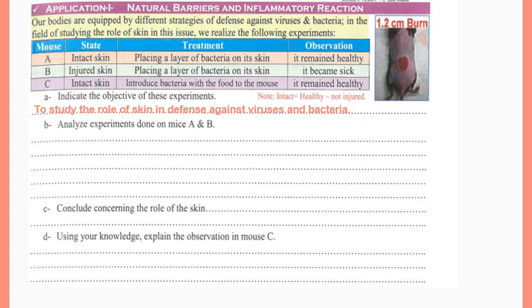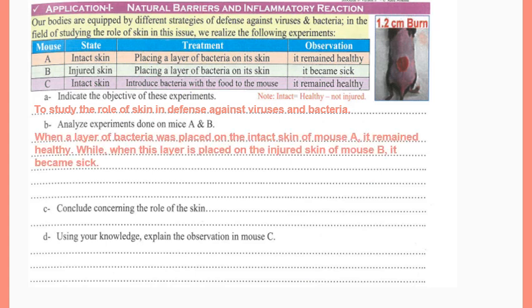Analyze, we can start from the variable then the result, or from the result then the variable. Let's start from the variable. So we will say that when a layer of bacteria was placed on the intact skin of mouse A, it remained healthy. Whereas, to connect them, when this layer is placed on the injured skin of mouse B, it became sick. Conclude concerning the role of skin. The skin, as we know, is a natural barrier. So we say, I conclude that the skin acts as a natural barrier.